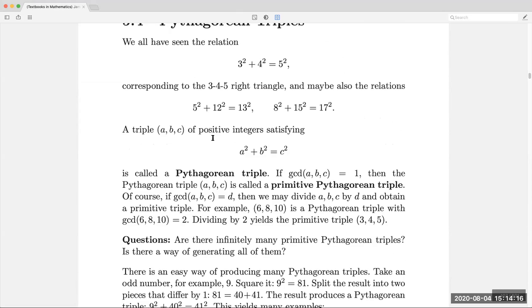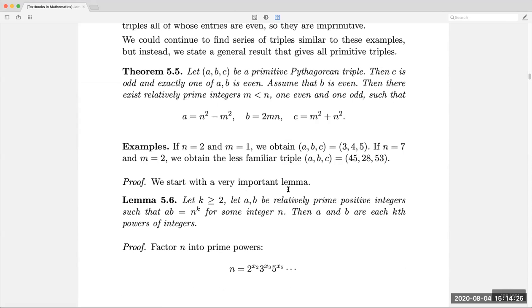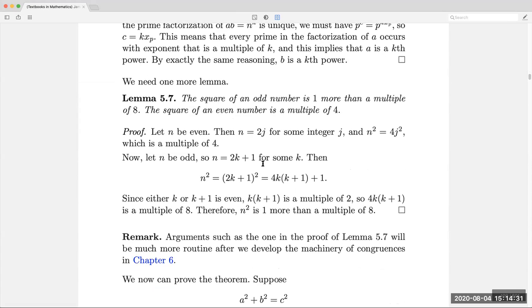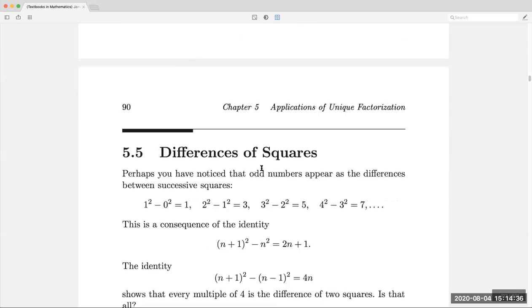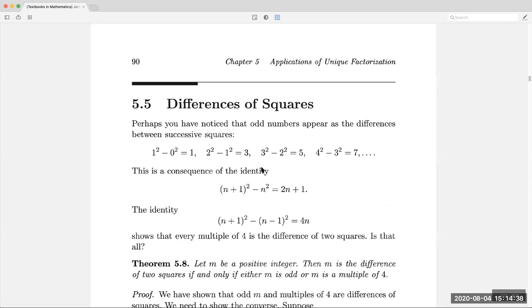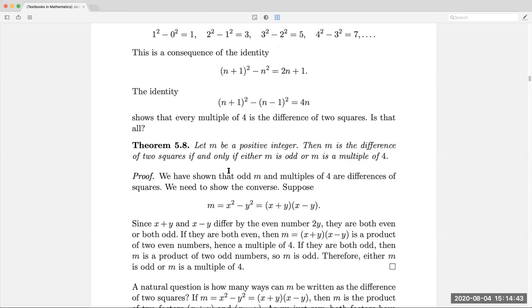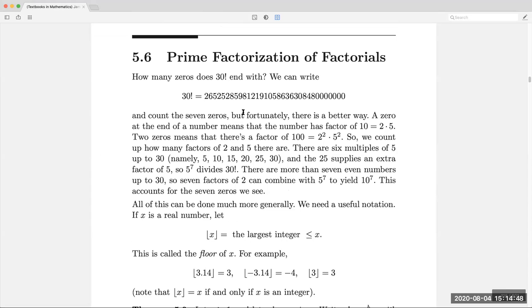Pythagorean triples. So these are some pairs of Pythagorean triples. You may take some time to repeat by yourself. It's not difficult to understand, but it may be interesting. The difference of squares, you can have a look by yourself. Prime factorization of factorial.